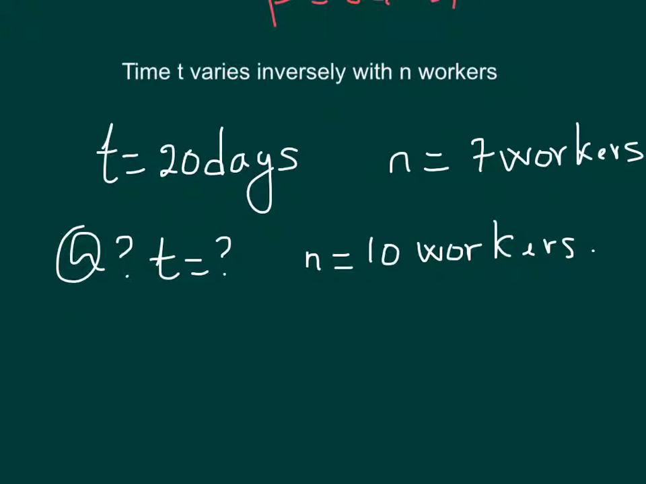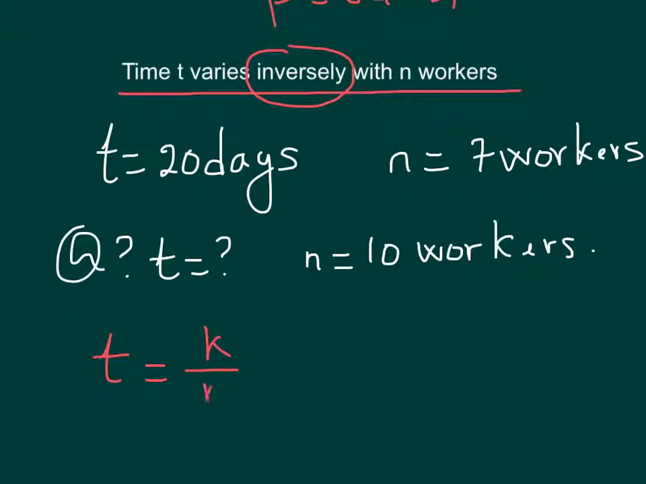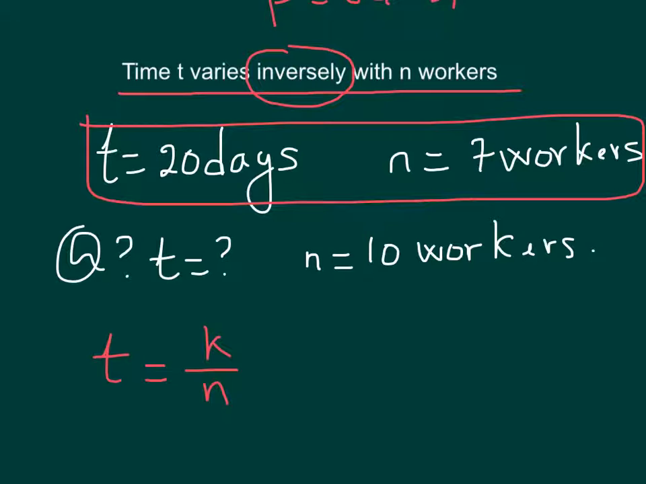Okay, finally number 18. For number 18, I want you to look at this statement right here. When they tell you T varies inversely with N, that means you can come up with a formula: T equals a constant divided by N. The next thing you want to look at is this part right here. They gave you N, they gave you T, that means go ahead and find K. If T is equal to 20 and K is what we're looking for and N is 7, that gives us K equals 140. It's a number, it's a constant.